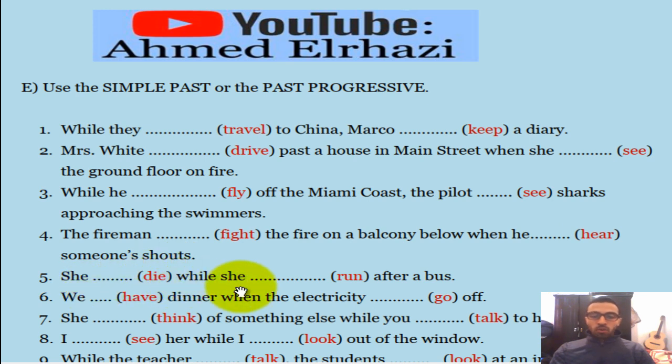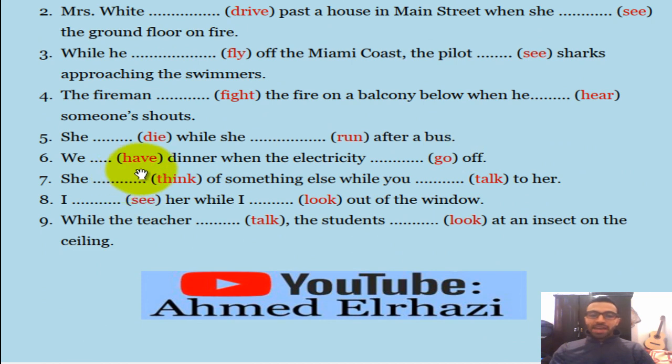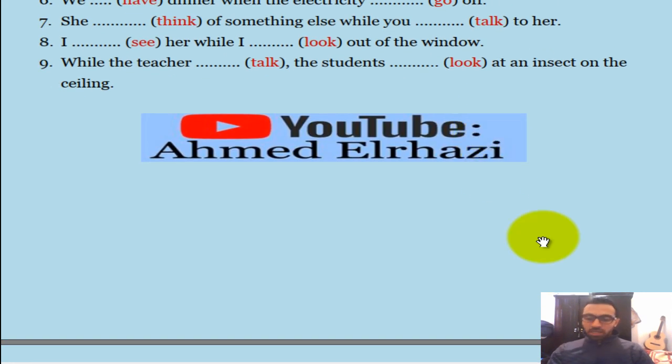She died while she ran after a bus. We have dinner when the electricity go off. She think of something else while you talk to her. I see her while I look out of the window. While the teacher talk, the students look at an insect on the ceiling. Okay, now we move to correction.